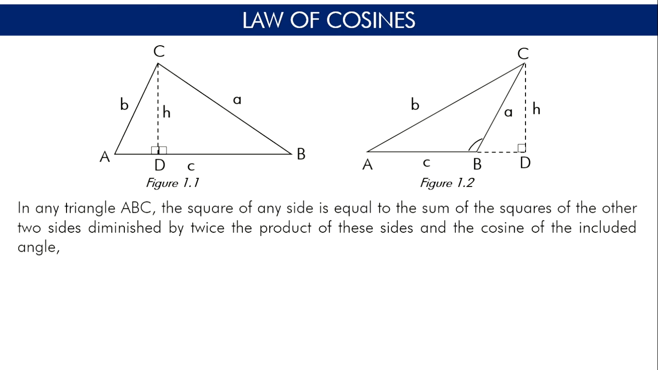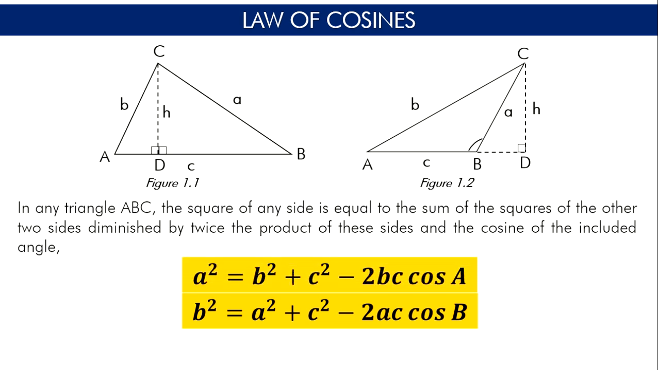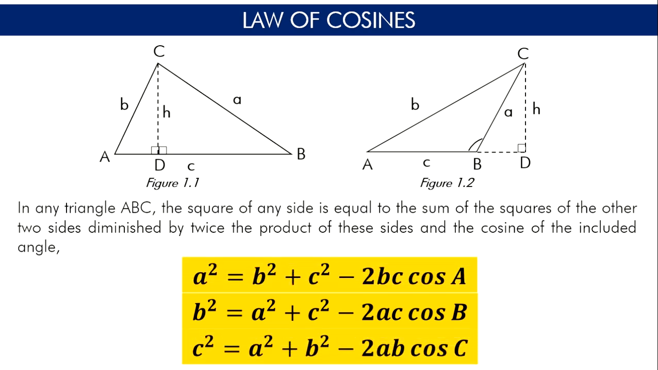The remaining equations may be obtained by cyclic changes of the letters, so that you can obtain the other forms, such as a squared is equal to b squared plus c squared minus 2bc cosine A, and then c squared is equal to a squared plus b squared minus 2ab cosine C. So in any triangle ABC, the square of any side is equal to the sum of the squares of the other two sides diminished by twice the product of those sides and the cosine of the included angle.